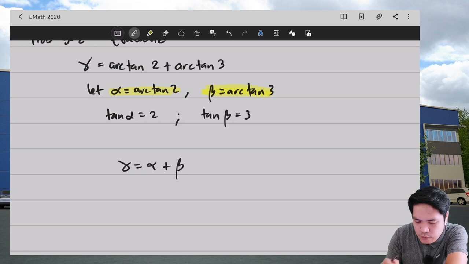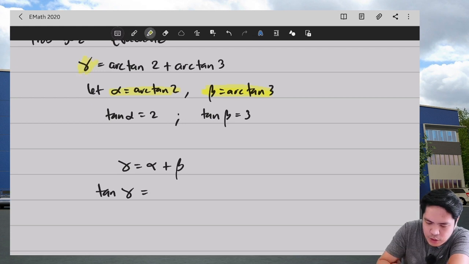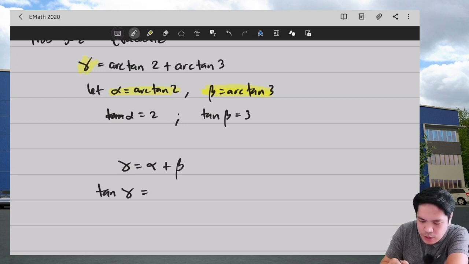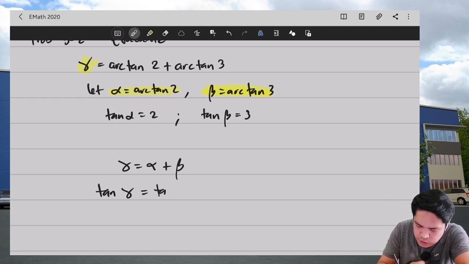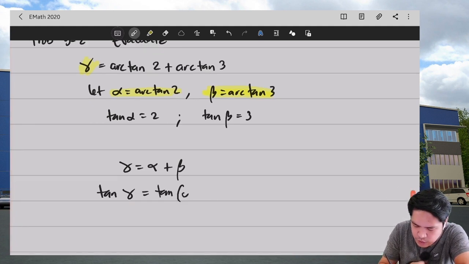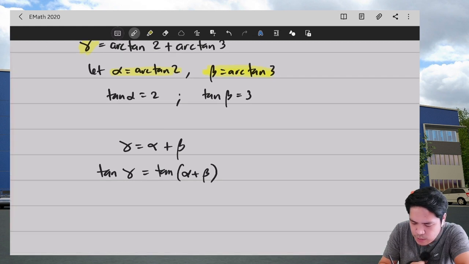If we apply tangent to both sides, we'll have tangent gamma. But we are solving for gamma here. We just apply tangent because we've already involved tangents here. So tangent gamma is equal to the tangent of the sum of alpha and beta.